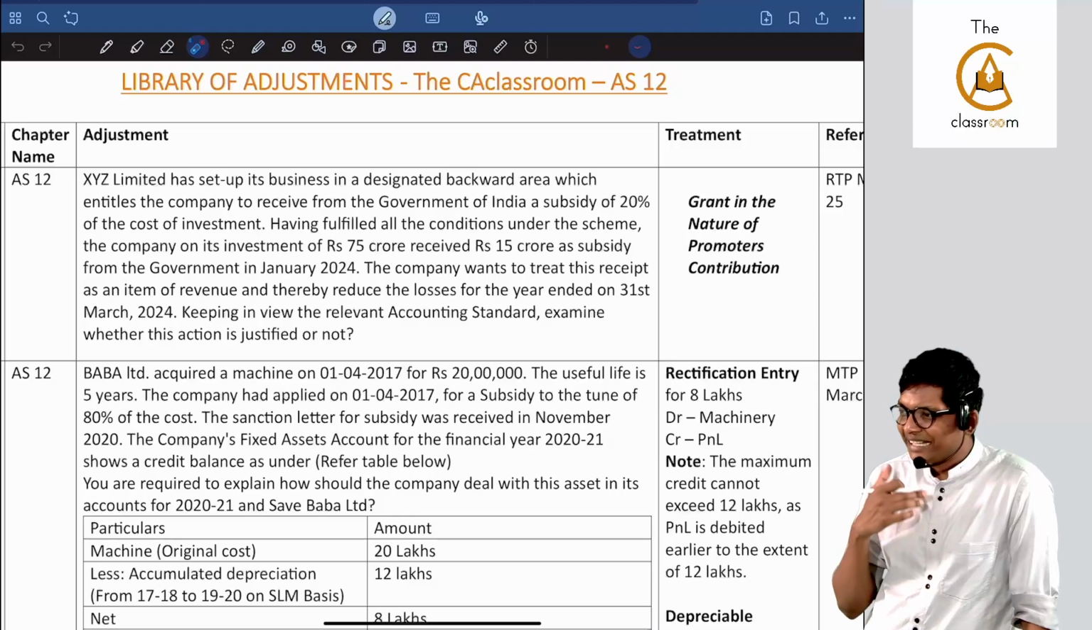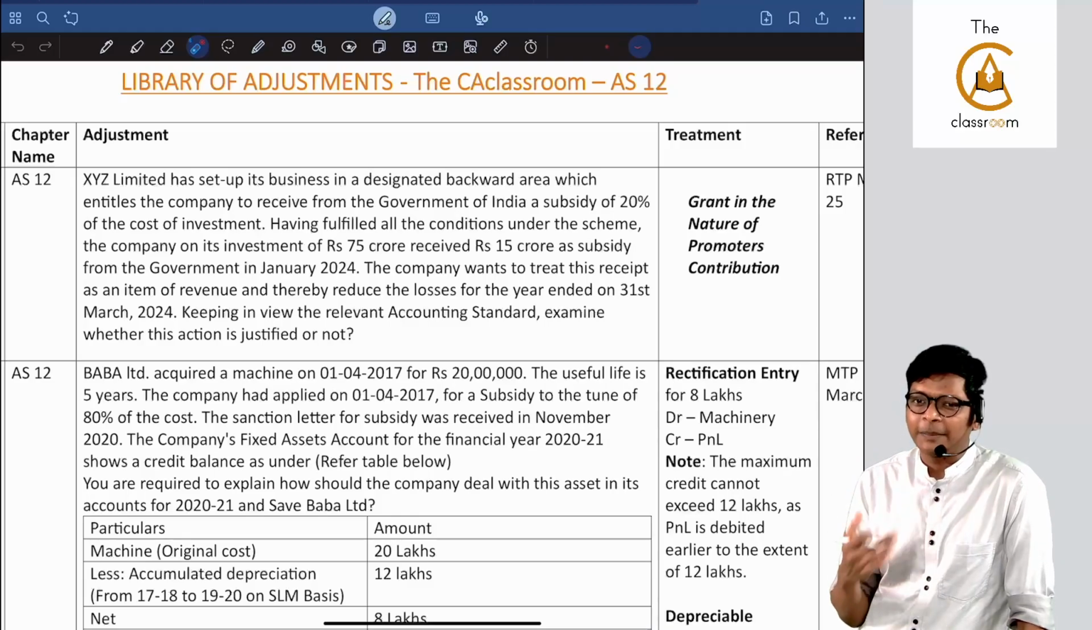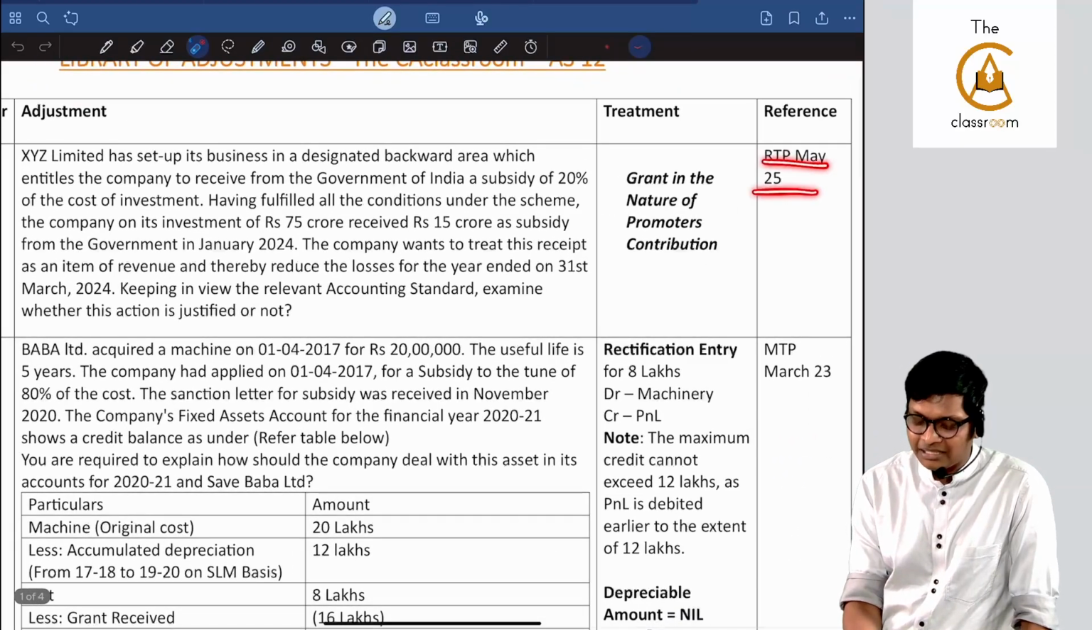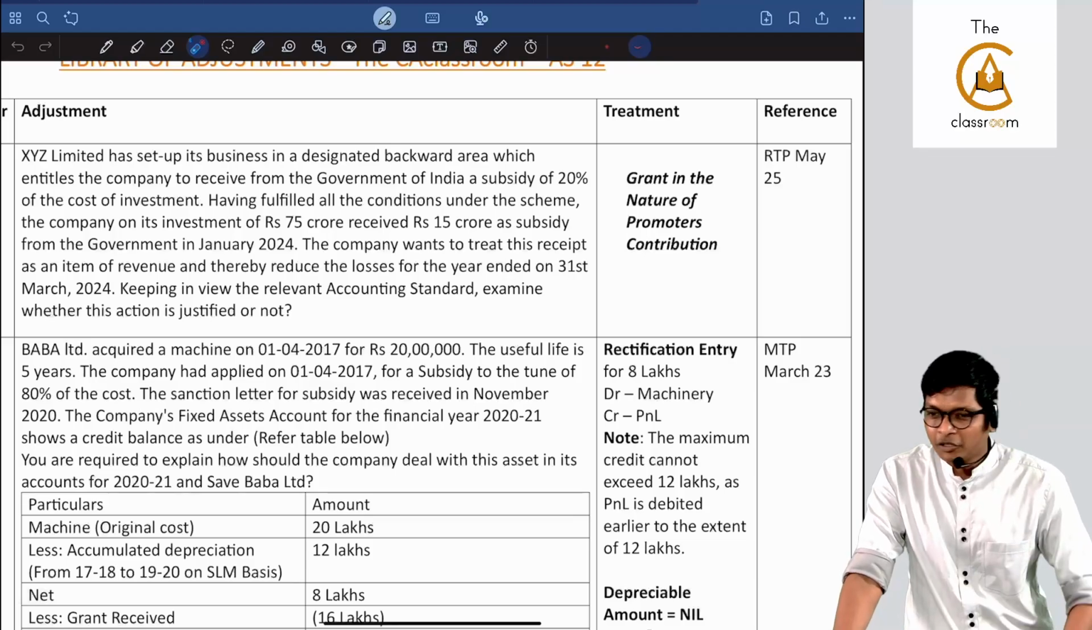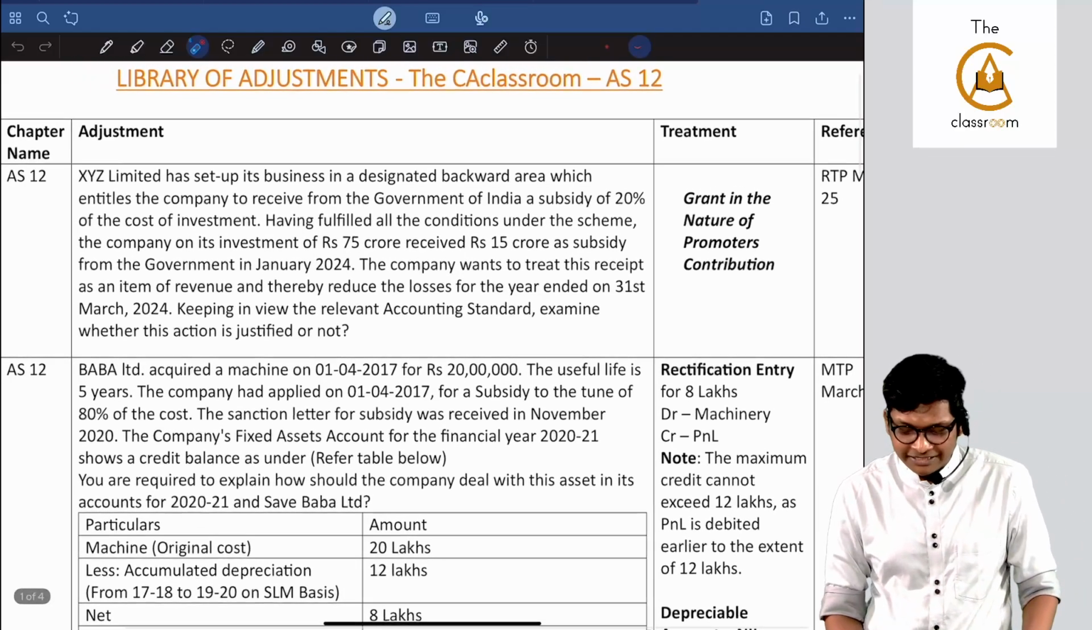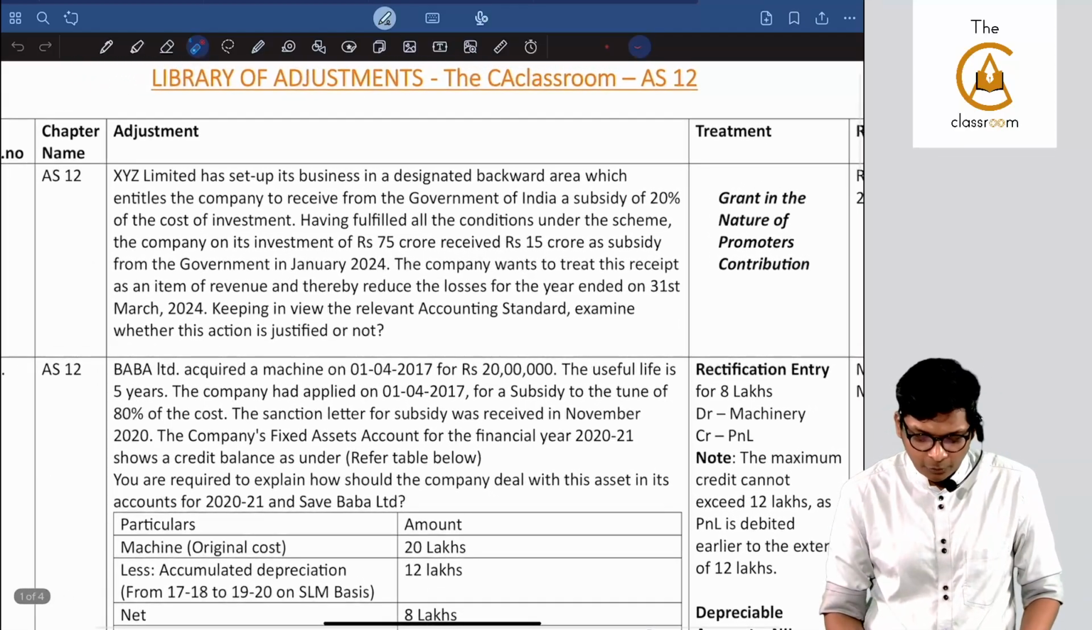This question is there in StudyMat, it's there in multiple RTPs, MTPs, and also in our latest RTP. May 25 also is a question, a dabba question, but we just have it because we have to cover even dabba questions.